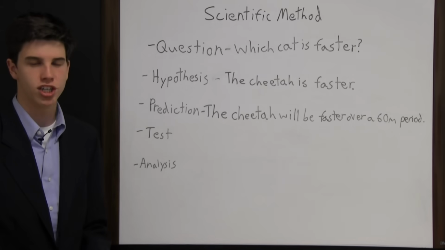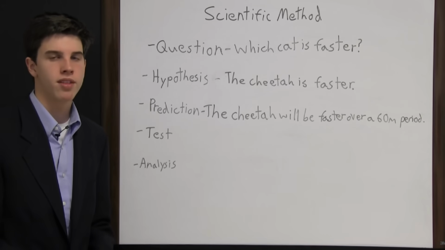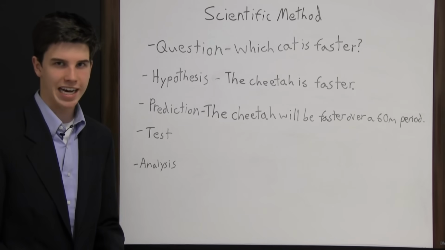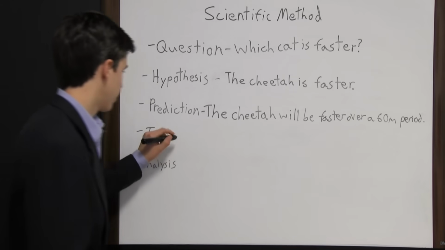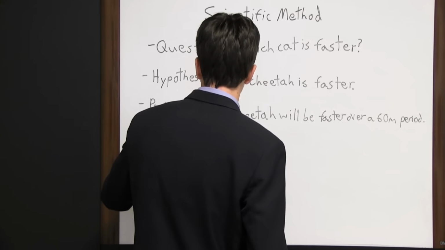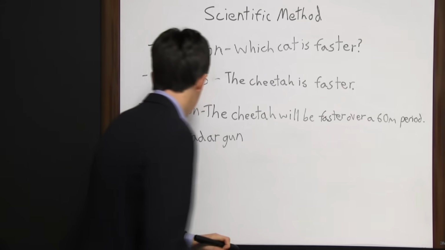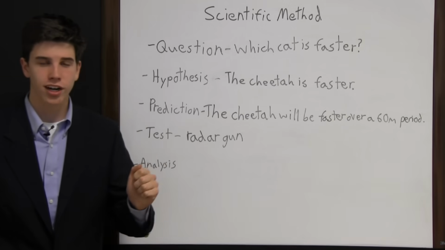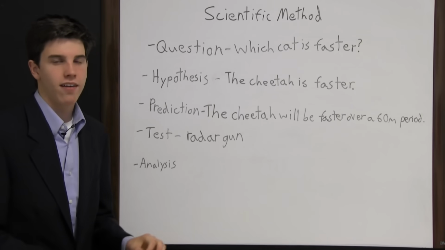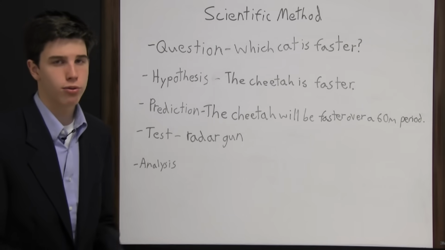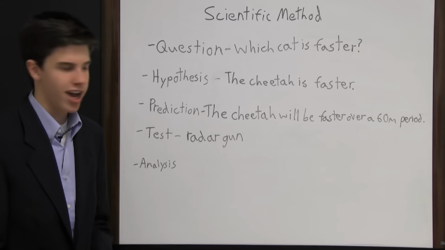Then comes the test portion of the scientific method. This is very important. This is the experiment part of the scientific method. This is when the scientist either proves or disproves his hypothesis. So I'm going to write here that the scientist is going to use a radar gun. The scientist is going to point the radar gun at a cheetah running over a 60-meter period and write down how fast the cheetah was running, and then point the radar gun at a lion running over a 60-meter period and write down the speed of the lion.